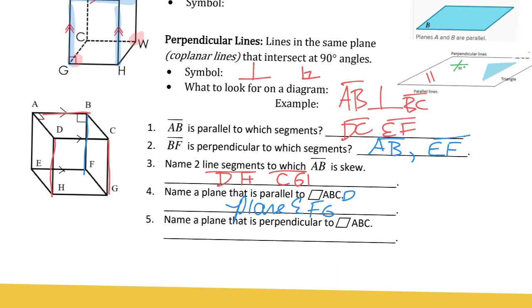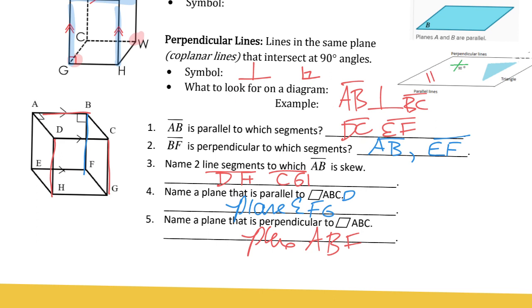And then the next one: name a plane that is perpendicular to plane ABC, or we could say quadrilateral ABCD. Notice you can tell that segment AB is perpendicular to BF, so you know the plane will be perpendicular as well. So I'm going to write plane ABF. Again, you can use your logic and your skills to say, if I know this, then this is the result.